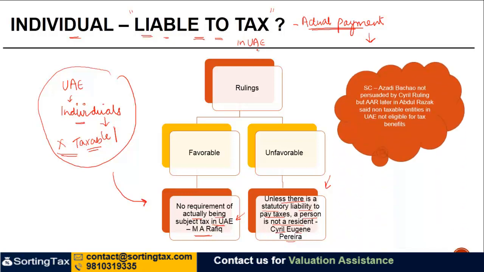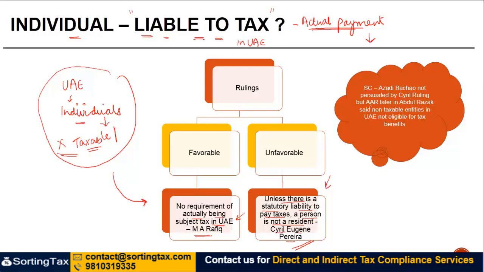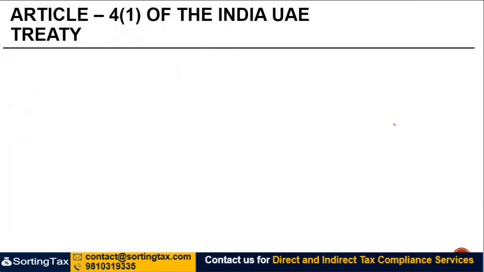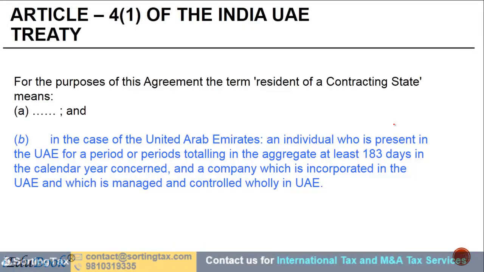But the Supreme Court, again in the same case of Azadi Bachao, was not persuaded by the ruling of Cyril Eugene Pereira. Having said that, there was a later ruling of the Authority for Advance Rulings in the case of Abdul Razak, which said that non-taxable entities in UAE are not eligible for tax benefits of the India-UAE Treaty. Considering this, the treaty was amended.